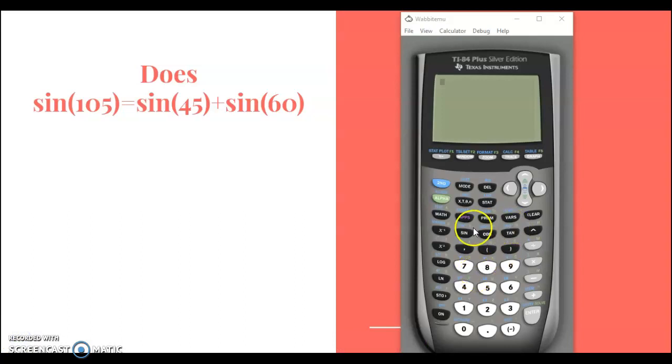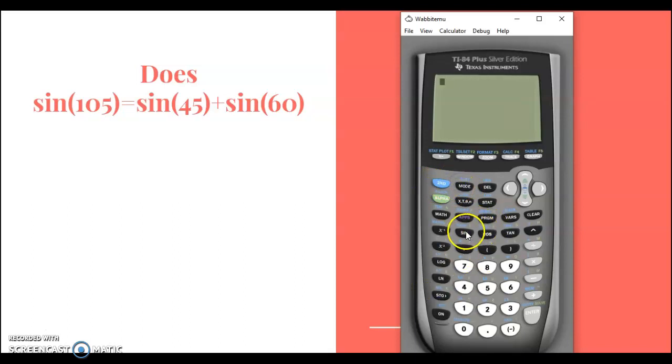Okay, so on my calculator, I am going to first check the mode as always and make sure that I am in degree mode. If I don't have this in degree mode, I've got to move this over, otherwise my values won't come out right. So I'll scroll down, make sure I have degree mode highlighted, hit enter, and then second quit.